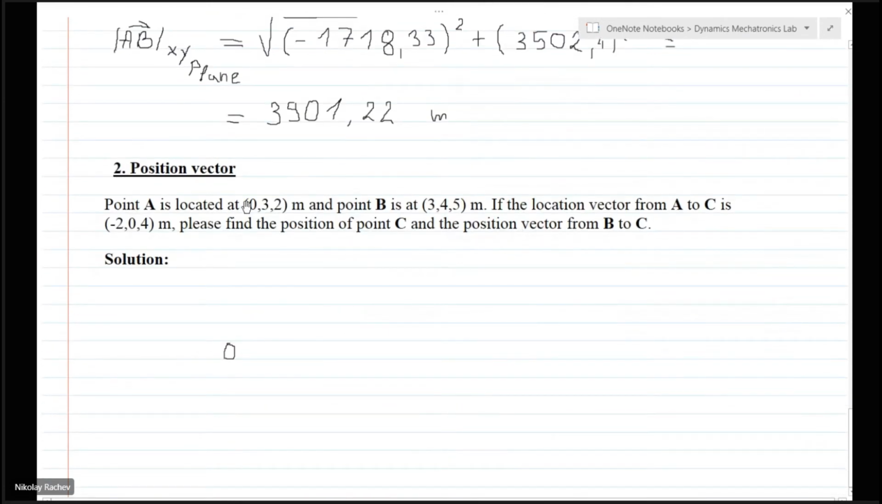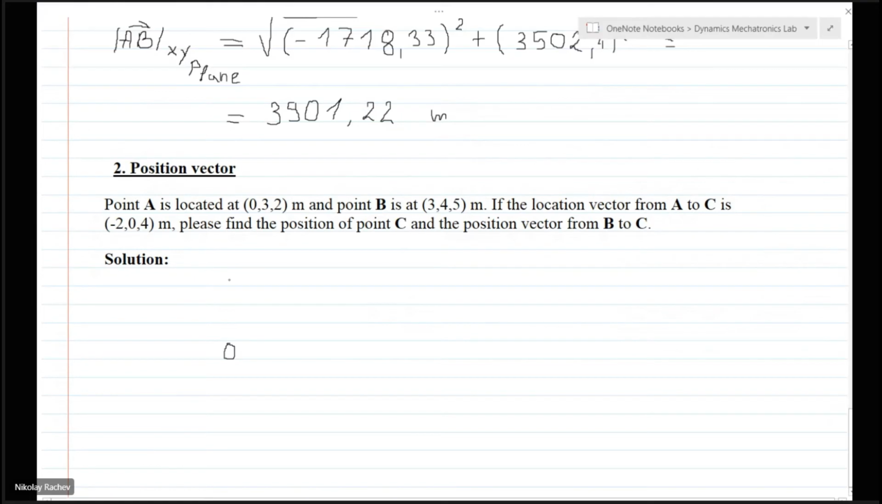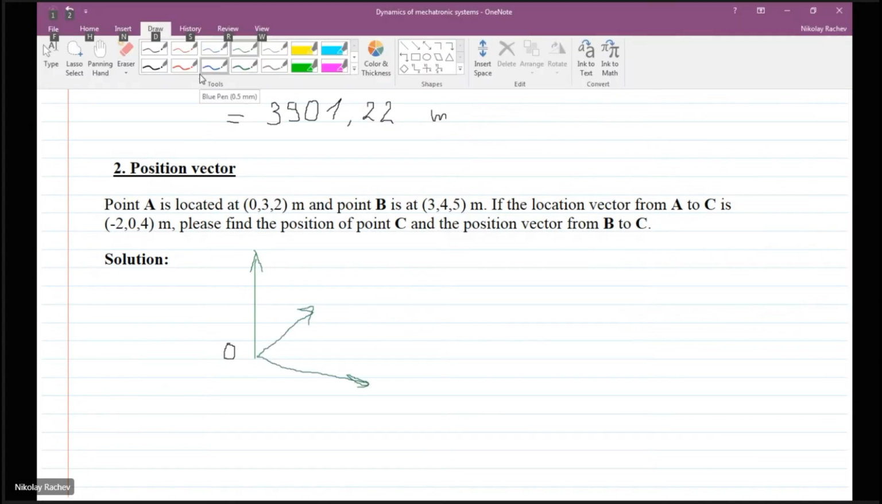We just got some values. Then in our case we can use some imaginary type of coordinate system like this one here, but it will be like that. And we know that A, B, we are looking for A to C.